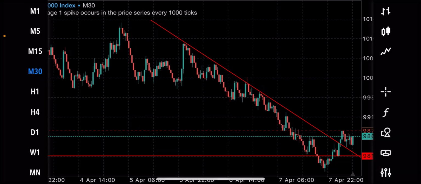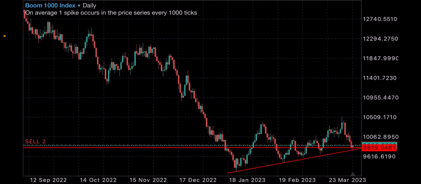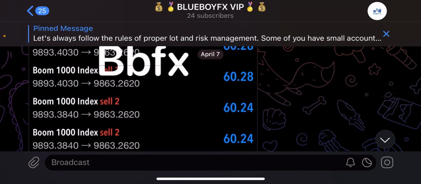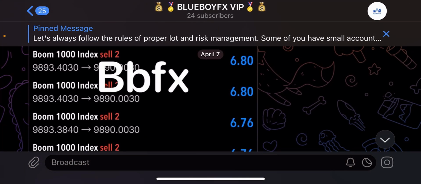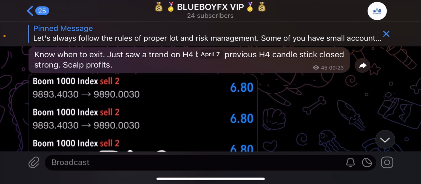So first and foremost, I said earlier I'm going to be showing you this using price action. This trade was given to the VIPs already, and we made good profit from it. Here it is, Boom 1000. Then I later saw a trend on the 4 hours, which I told them about, and I told them that the 4 hour candlestick, which I saw, closed very strong, so we were going to make profit off it.